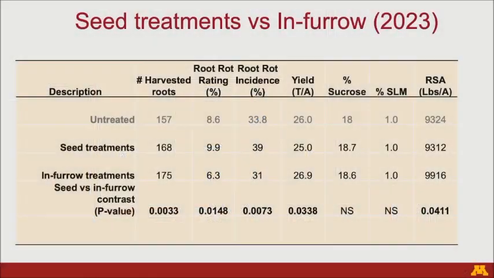So looking at the data between seed treatments as a group and fungicides as a group by the end of the season, we found a slightly higher number of harvestable roots for fungicides, 175. A little bit less disease in terms of severity and number of roots that had the disease, and slightly higher yield. But when we look at the ESA, it's comparable to RSA for you. It's about 600 pounds higher, and statistically, it's significant. So the Infurrow, even under low disease conditions, did slightly better. We got a little bit better RSA by the end of the season using this.